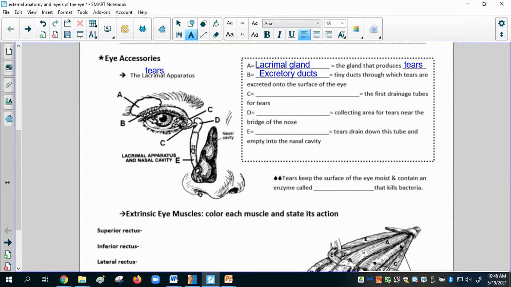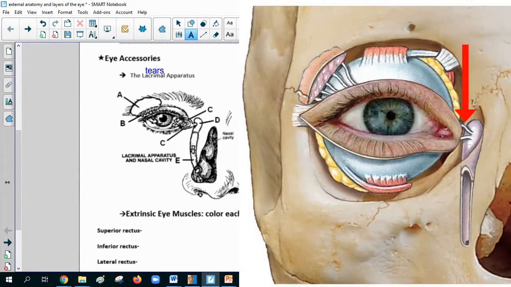And part C represents the first part of the drainage. Those are called the lacrimal canaliculi. And essentially the word canaliculi means very, very tiny canal. So we have a superior lacrimal canaliculus and an inferior lacrimal canaliculus.